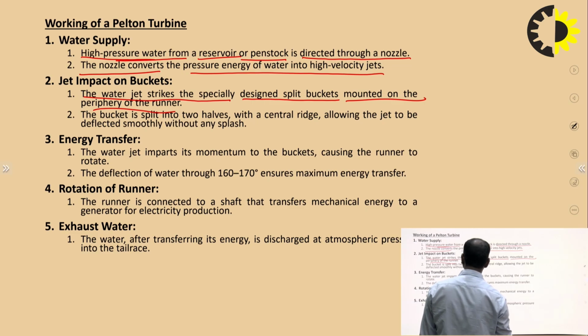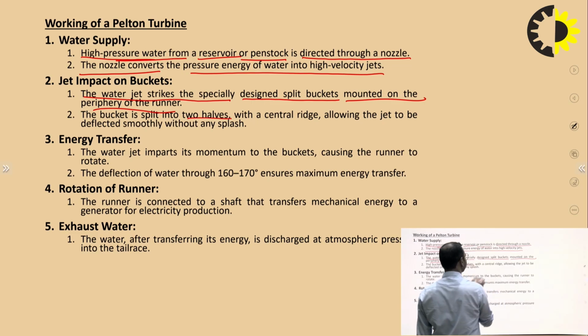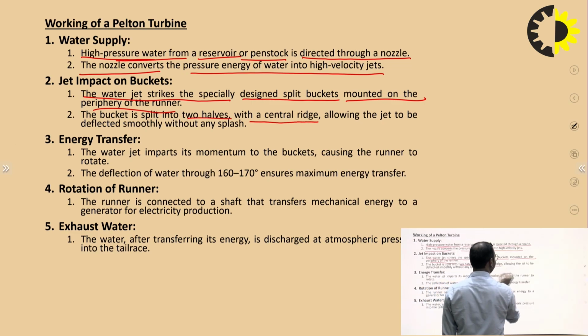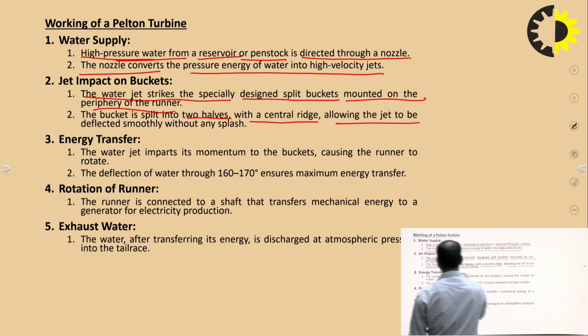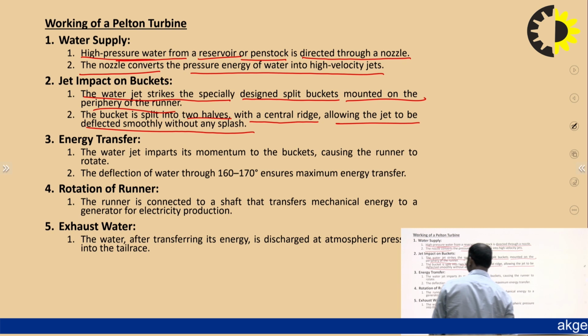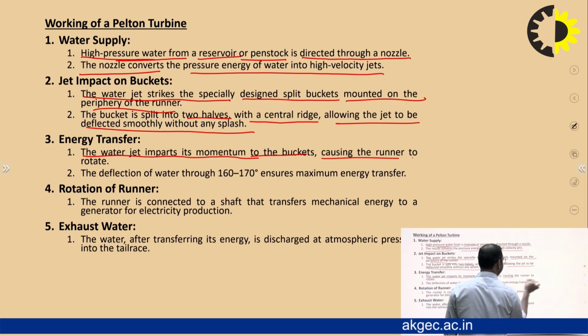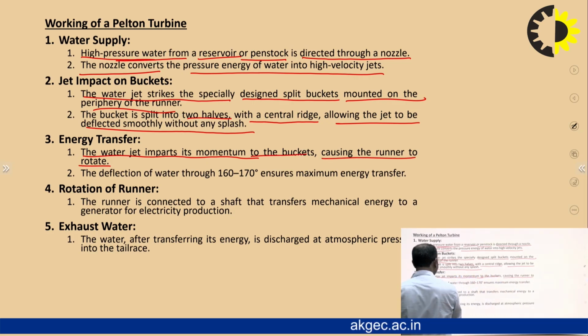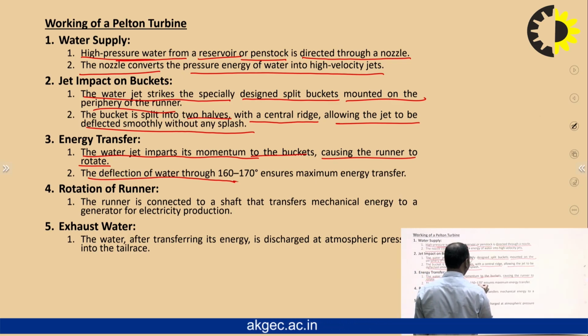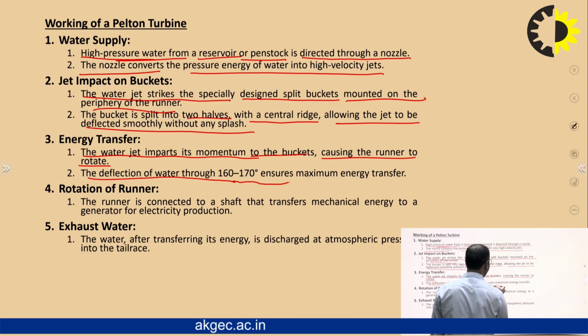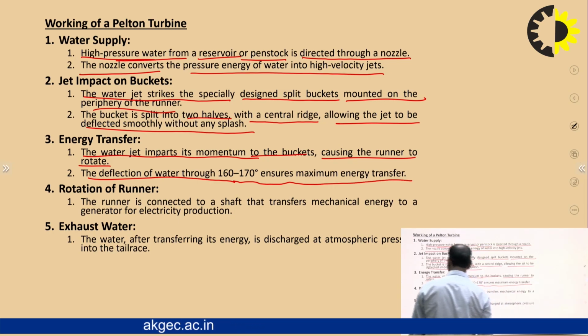The bucket is split into two halves with a central ridge, allowing the jet to be deflected smoothly without any splash. The water jet imparts its momentum to the buckets, causing the runner to rotate. The deflection of water through 160 to 170 degrees ensures maximum energy transfer.